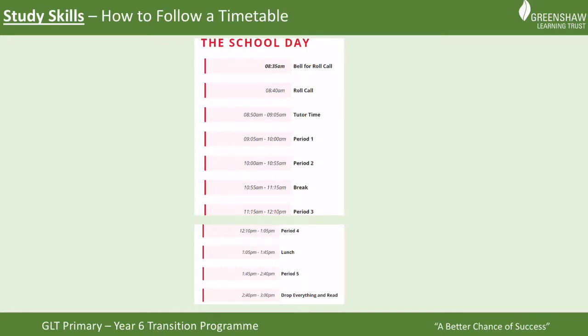We've also got roll call. Roll call is where your year group is called together to make sure that you have got all the equipment and you are ready for the day. Your school might not do this.